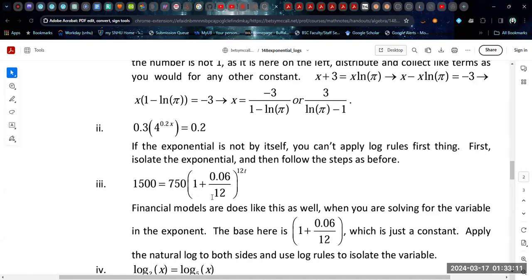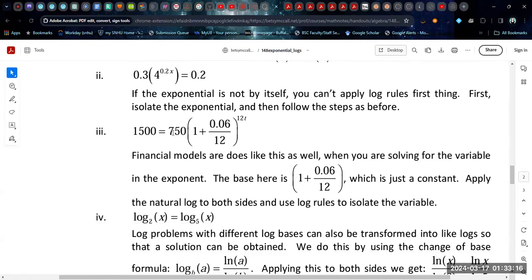An example like this is actually quite similar, these financial models. Again, we would divide out the 750, and then we are trying to get at this variable in the exponent. Everything inside this parentheses is just a constant. And so this is our base. It's a weird looking base, but it's our base. We would apply the log to both sides, and then we would pull the 12t out of the exponent and then divide by log of this base, and then we would be able to proceed from there.